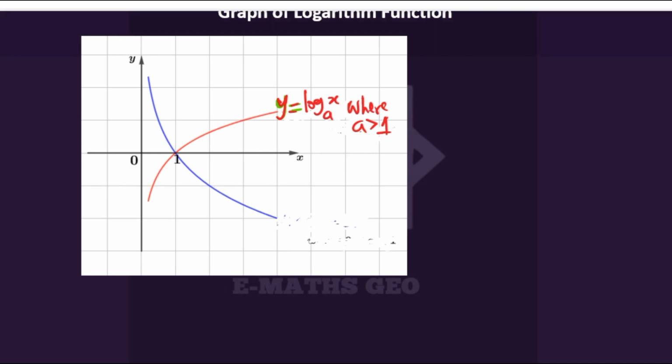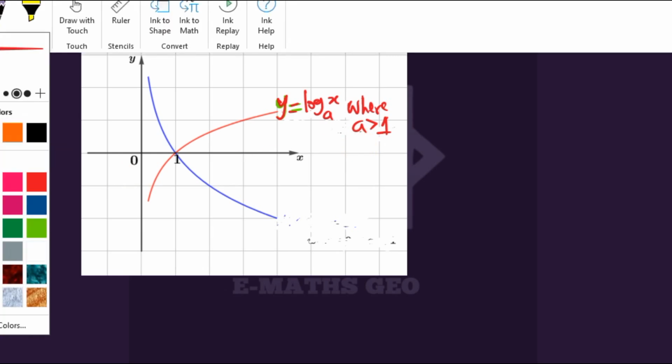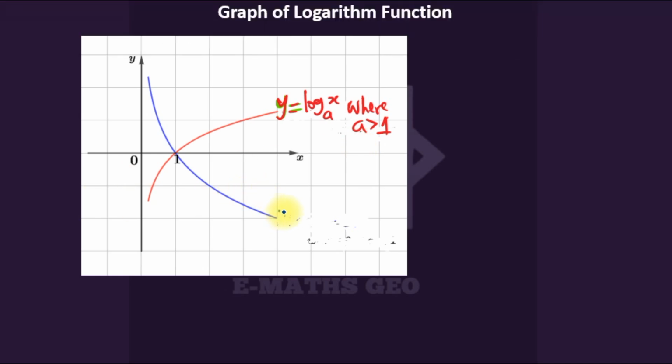While the blue graph is also y equals log base a of x. But in this case, a must be a number between 0 and 1. So that's the difference. And looking at the graph, you see that they both intersect at 1.